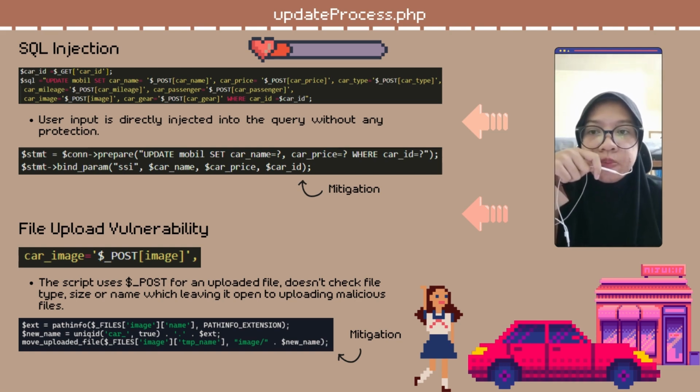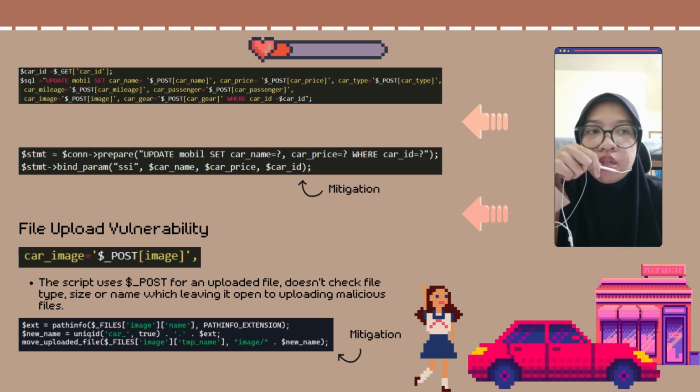The last vulnerability in the update.php code is the missing CSRF token. The form doesn't include any CSRF protection, and that means another site could trick the admin into submitting a fake form without their consent. And this is the way to mitigate this vulnerability. I also added a server-side validation later in the update_process.php, and this token ensures the form came from our site and not somewhere else.